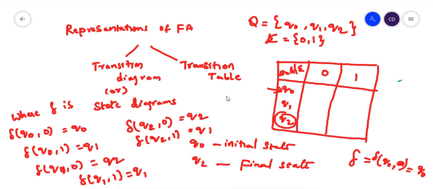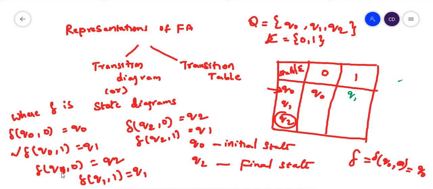So now how can we fill this transition table? See what your transition function will say. At the initial state, you read input symbol 0 and you move to the state Q0 itself. So simply you can write Q0 here. And what does the second transition function say? You are at Q0, taking input symbol 1, and you move to the next state Q1. So simply you can write it like this.